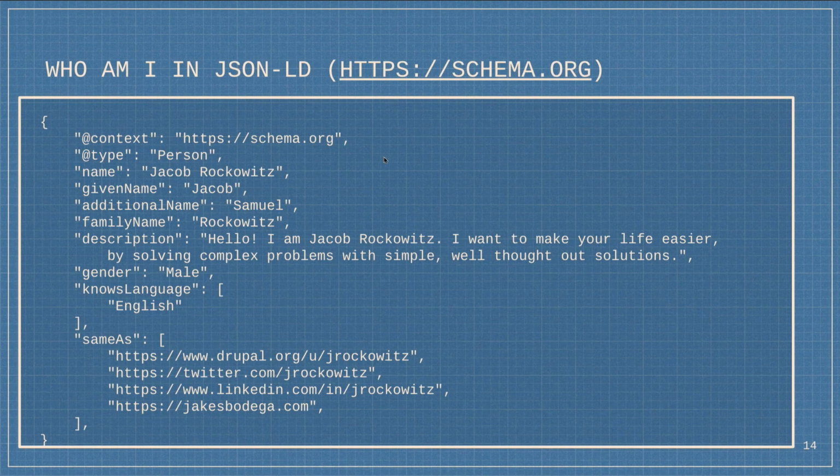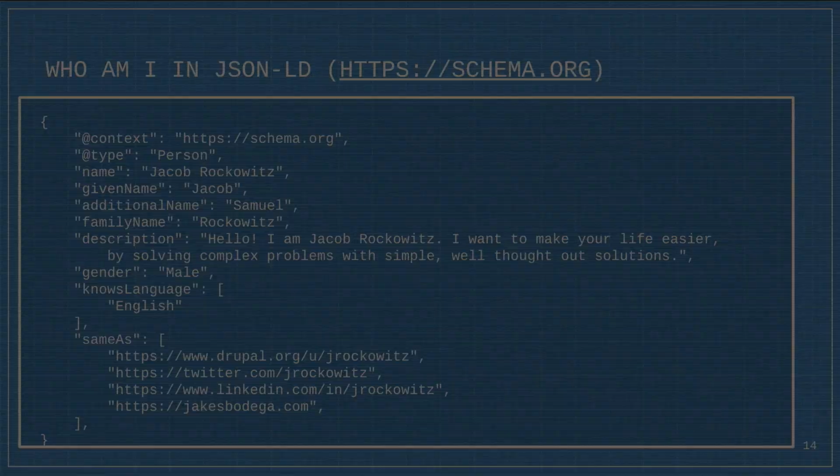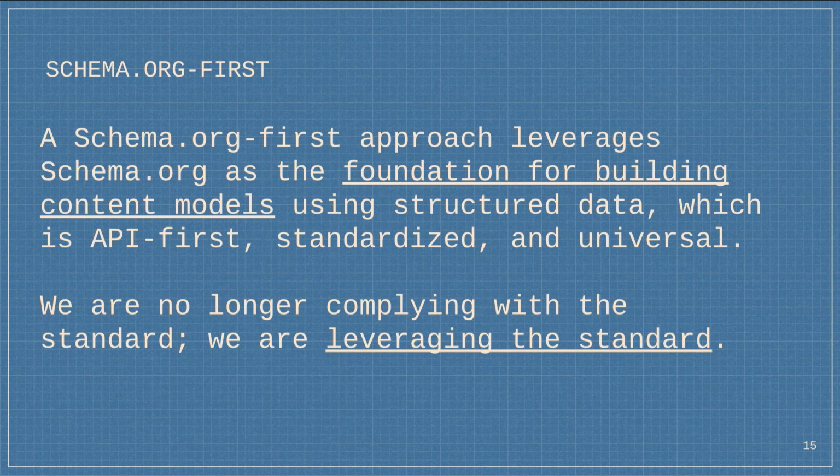And the key thing I will call out is that it's given name, additional name, family name. Me from the US, everyone says first name, last name, middle name. And frankly, we need to stop doing that in the US when we do our content models. We need to be universal. We need to be standardized. I'm going to keep going. So the approach that this module is coming from is a schema.org first approach, which leverages schema.org as the foundation for building content models using structured data, which is API first, standardized, and universal.